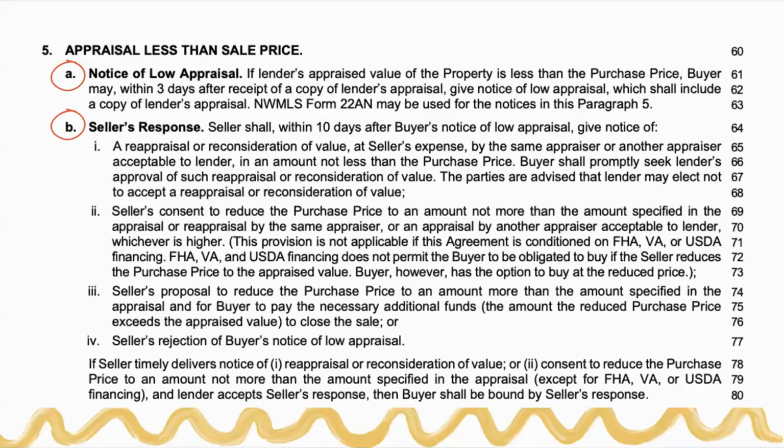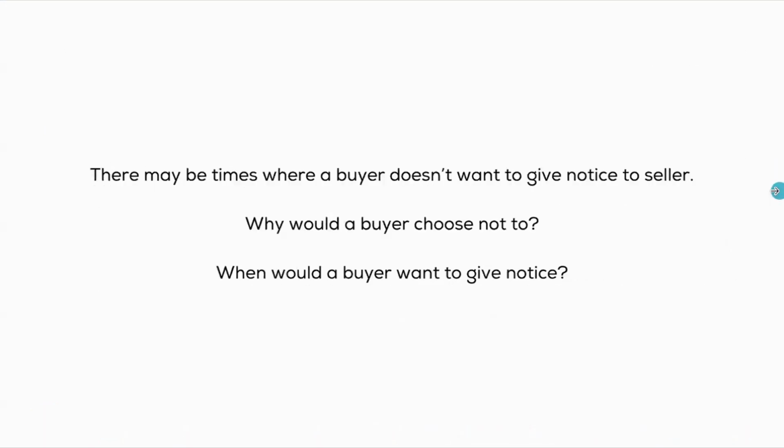So the seller and the buyer can come to an agreement of some sort of price in the middle. They can reduce the price to the amount of the appraisal, or the seller can just flat out say, I don't care. This is not happening. I'm going to reject this. So within those 10 days, the seller is going to give one of those responses. Once that seller gives the response, the buyer has a chance.